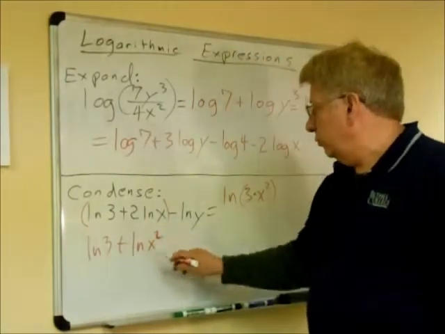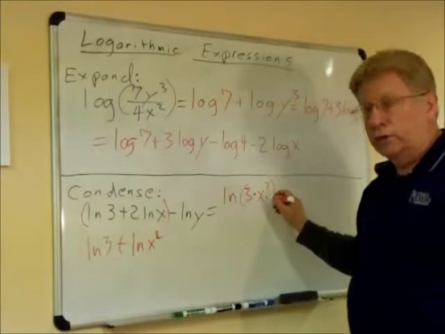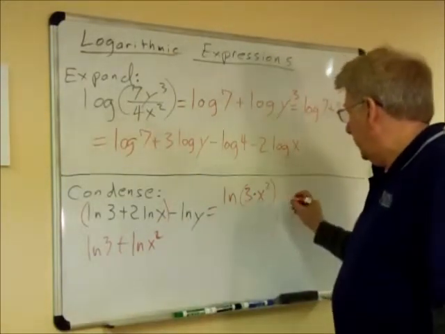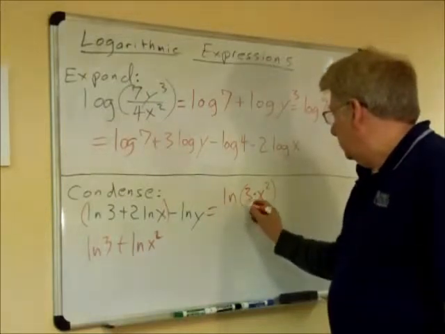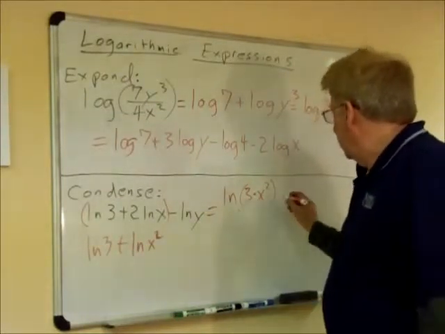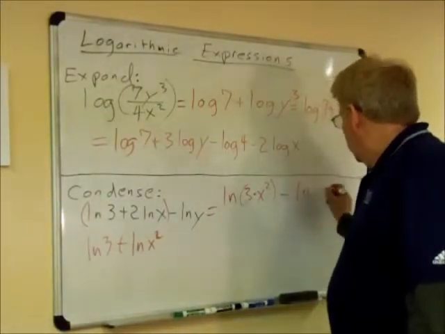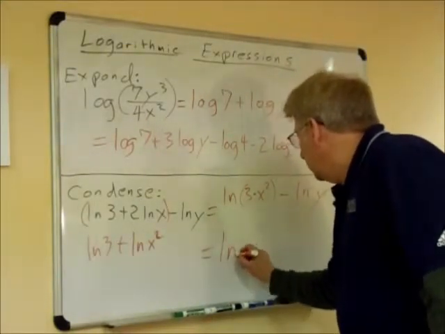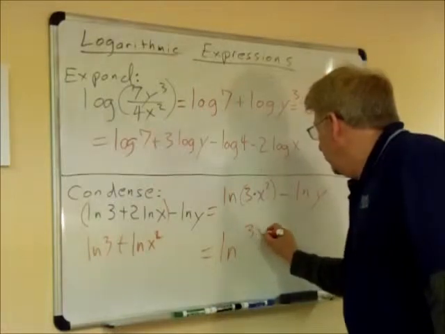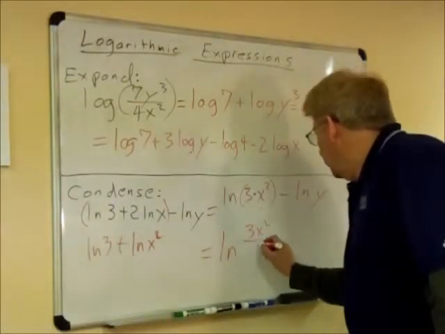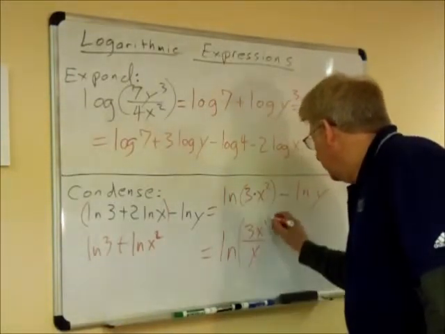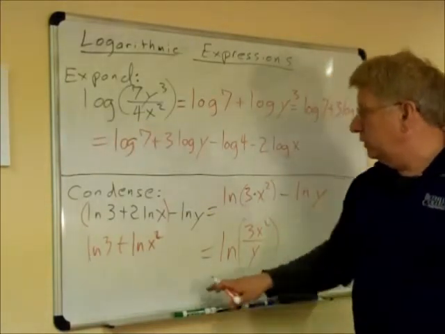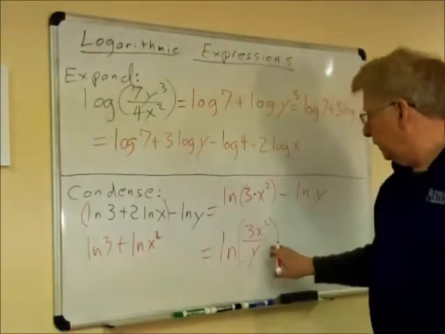And when we add those two, it's the same as taking the product inside. And then we have minus log of y, which makes that a division. So then I'll reduce that to natural log of 3x squared divided by y. So that's how I condense this expression into this.